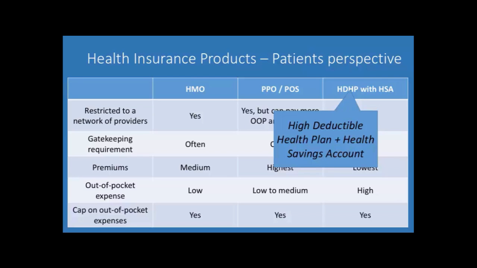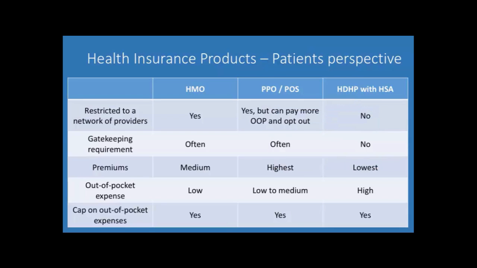Finally, something that's becoming more and more common in just the last few years is something called a high-deductible health plan, coupled with a health savings account. So the way this works, a high-deductible health plan is a bare-bones insurance policy with a very high deductible that is essentially there to protect you from catastrophic healthcare expenses. You're not restricted to a particular network of providers. There's usually no gatekeeping requirement. These are very cheap because, again, you have a very high deductible and a lot of people will never hit that deductible. The out-of-pocket expenses, though, when you go to access care, can be quite high.